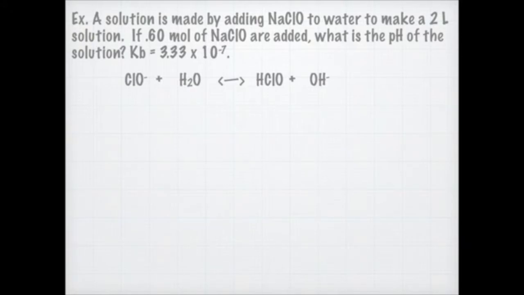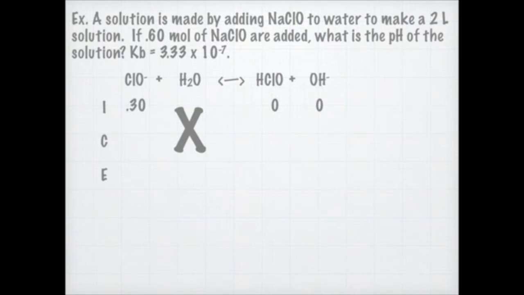I'm going to ICE it, and then I know my initial concentration of the hypochlorite ion is going to be 0.60 moles divided by 2 liters to get the concentration, so that would be 0.30. Remember, I ignore water. My HClO concentration is 0, and my hydroxide concentration is 0.